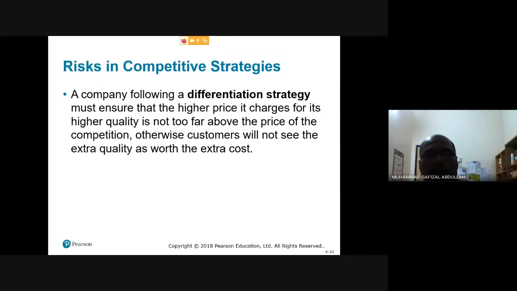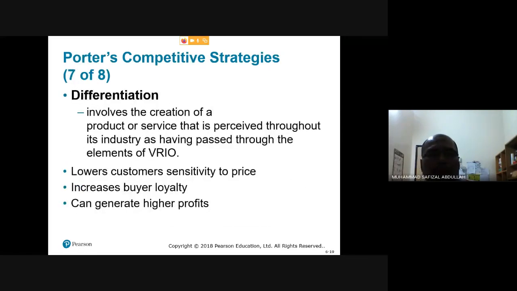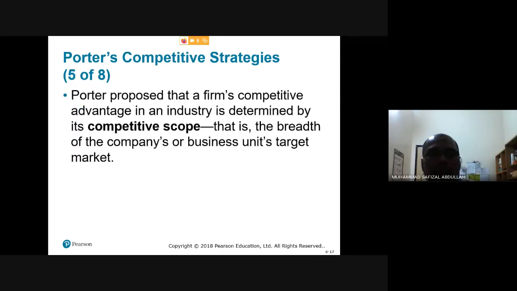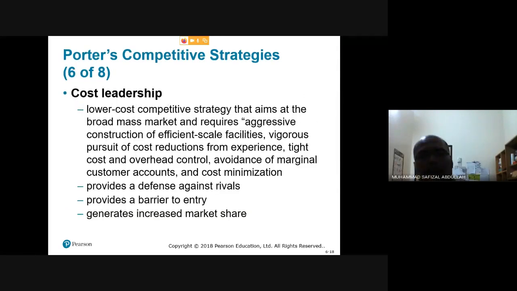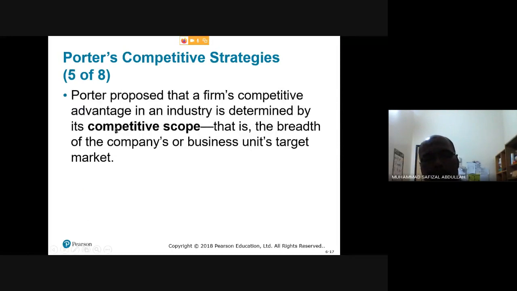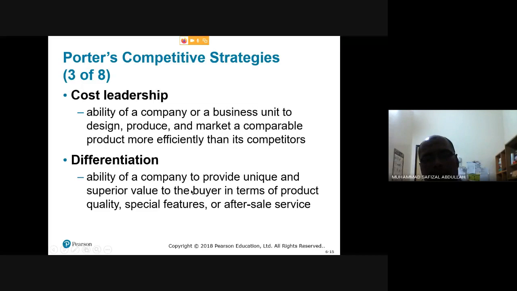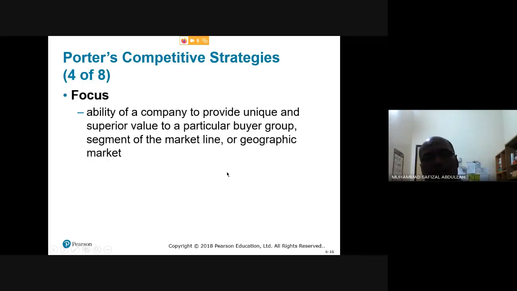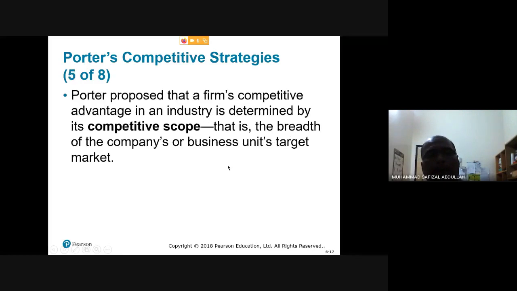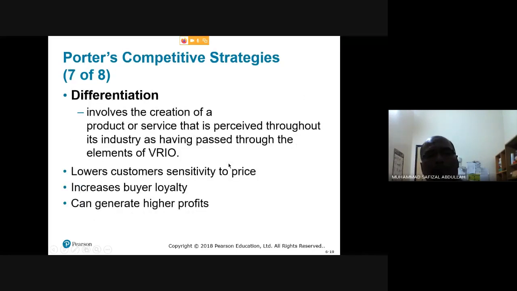Okay, this is what we call the explanation. So please read them, about Porter's cost leadership strategy. So I already did the explanation. You must read more about Porter's generic strategies, which are cost leadership, differentiation, and focus. Please read them, so that I can skip this one.